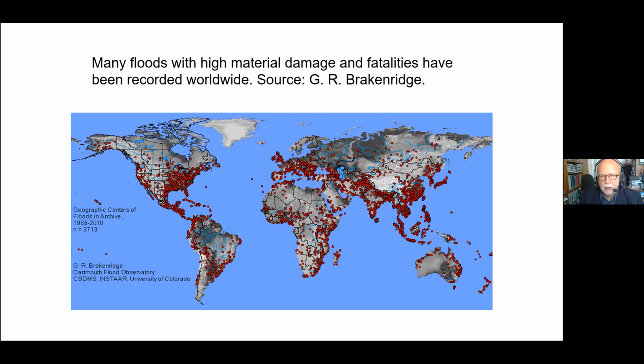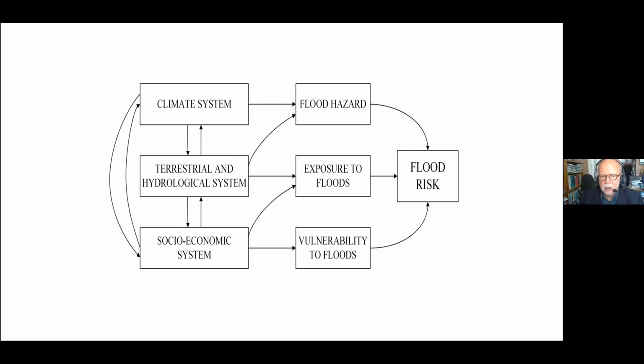Many of them are in Russian Federation, but probably more dense are these red dots in Southeast Asia, in much of Europe, and eastern part of the United States. Flood risk is composed of three elements: flood hazards, exposure to floods, and vulnerability to floods. So a risk is a function of hazard, exposure, and vulnerability.